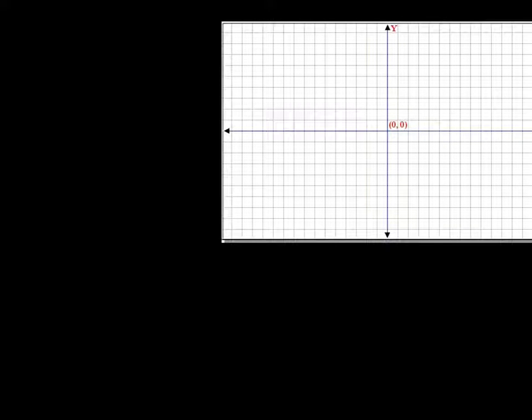y is greater than 1/4 x. Since there's no equal sign underneath that inequality sign, we know our line's going to be dotted. And we're going to write this as an equal so that we can draw our line. And if you want, you can put an x and a y here.